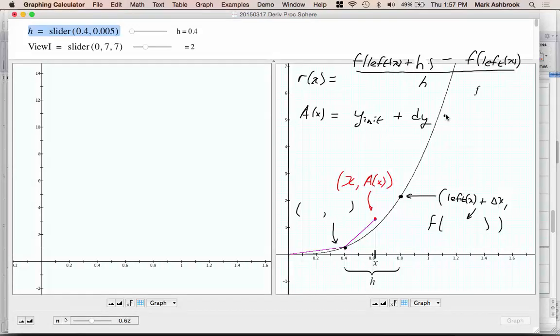Can you take it from there? You've got the rate. So the question is, what is y initial in terms of x? What is dy in terms of x? We know the rates involved. So what is y initial, and how do you calculate dy? See if you can finish, if you didn't already. Go.